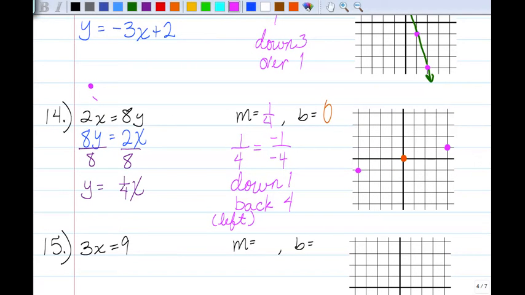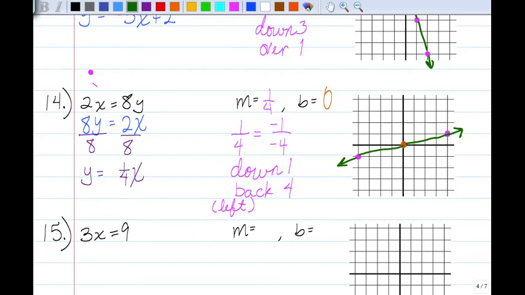And again, when you're just doing this on the computer, it really doesn't matter. All you have to have is just any 2 points. But still, this may come in handy for you sometime.